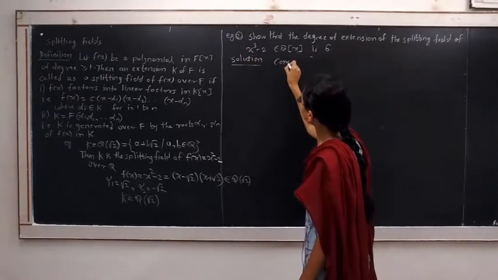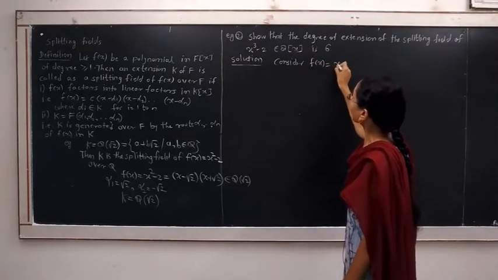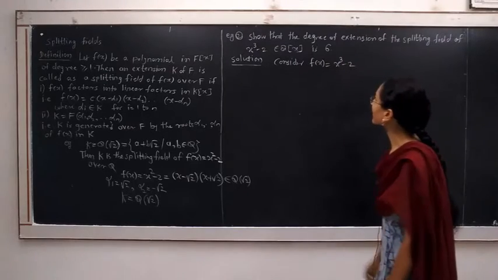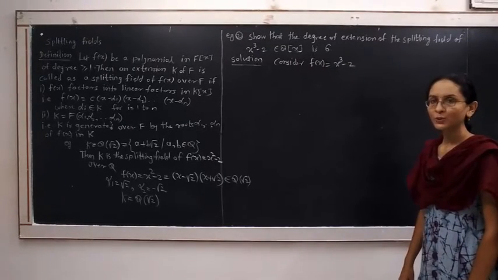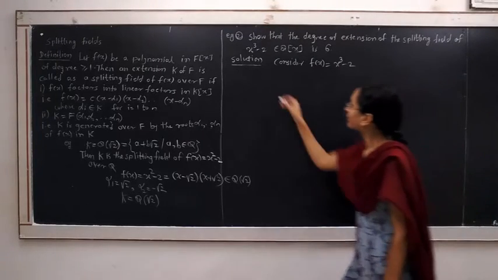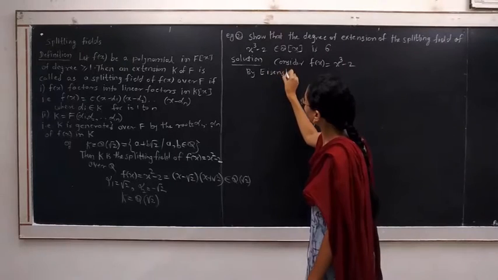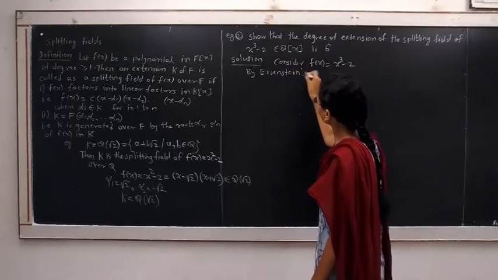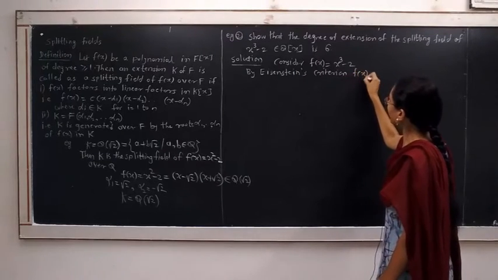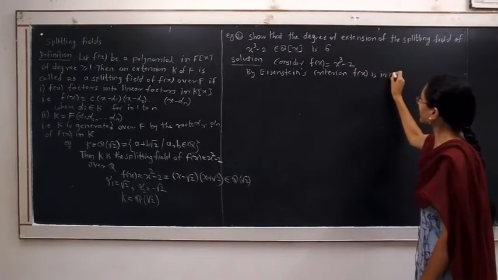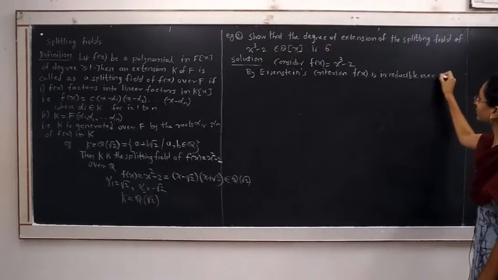Consider f(x) is equal to x cube minus 2. This polynomial is irreducible over Q by Eisenstein criteria. The polynomial f(x) is irreducible over Q.